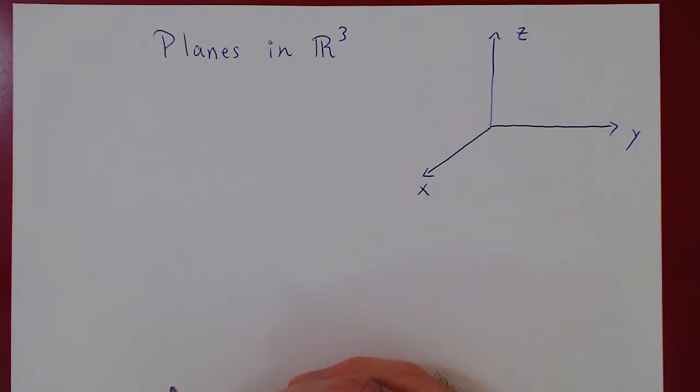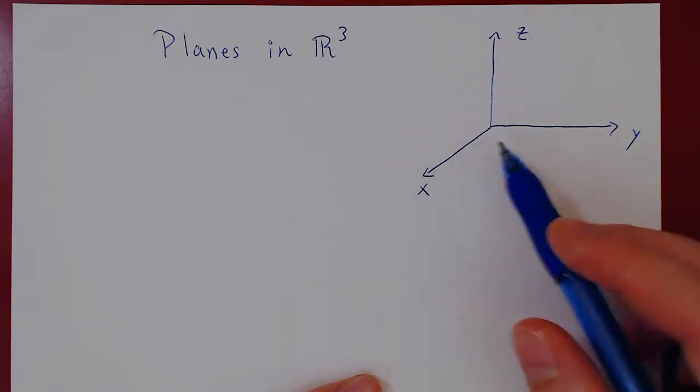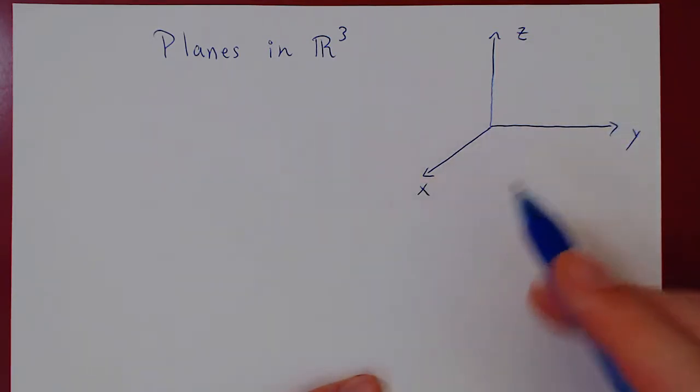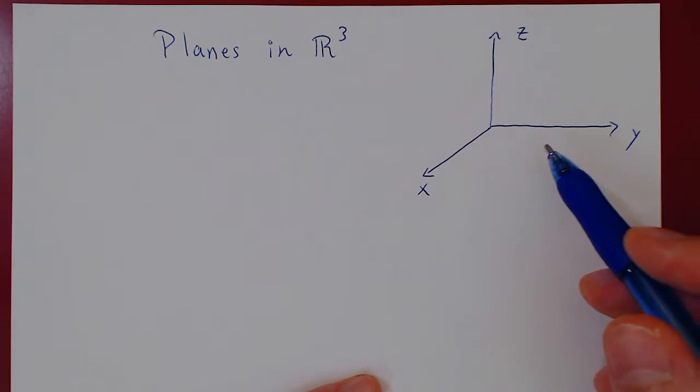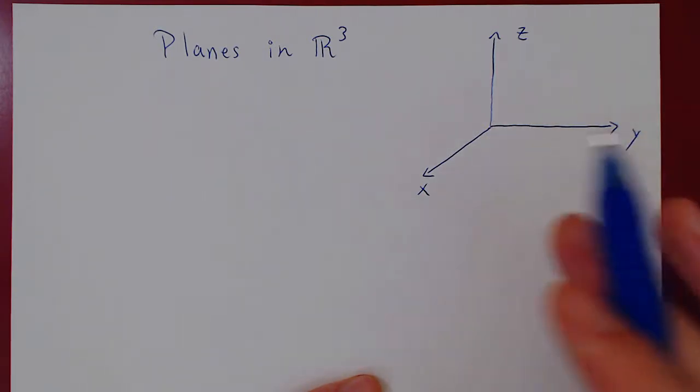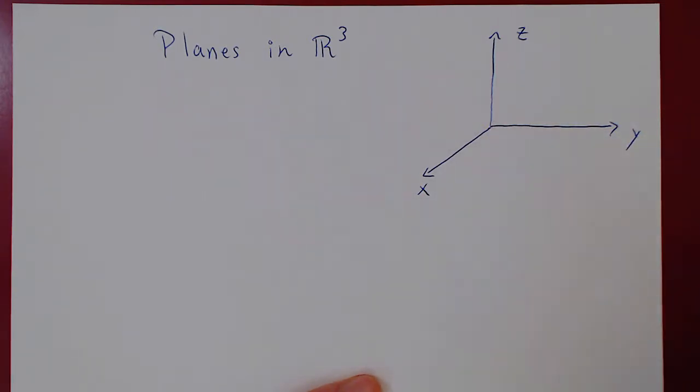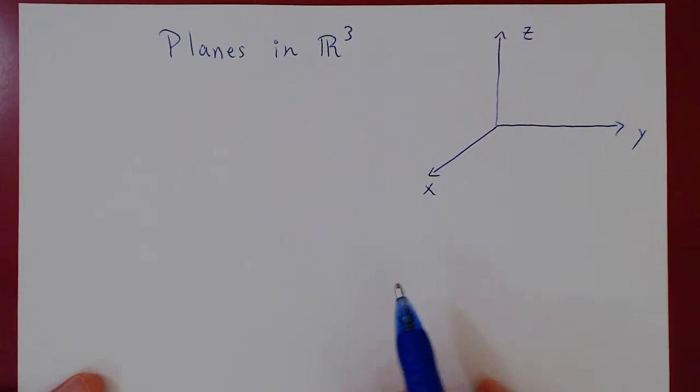The easiest way of thinking of a plane in three-dimensional space is imagine picking up the xy plane. So you have the xy plane, this infinite flat surface, and think of picking up the xy plane and moving it around anywhere in space. And if you fix it at a given point, then you have a plane in R3, in the three-dimensional space.